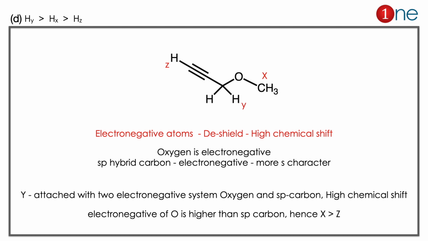Then if you look at X and Z, X will be higher than Z. Why? Because it is attached with an electronegative atom, which has more effect than the hybridization. Hybridization comes from s character, while oxygen is natively electronegative. So X will be higher than Z. So the order is Y first, then X, and least will be Z. The concepts to learn here: an electronegative atom increases the chemical shift by deshielding. Second, sp hybridized carbon should be treated as electronegative because of more s character.